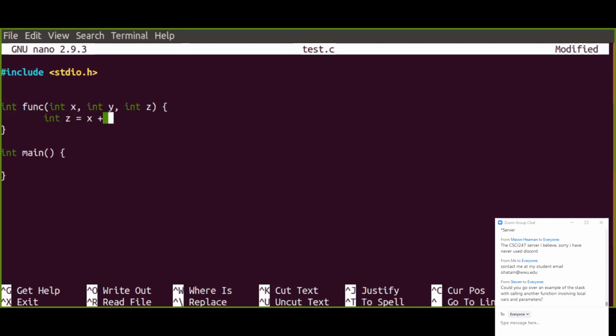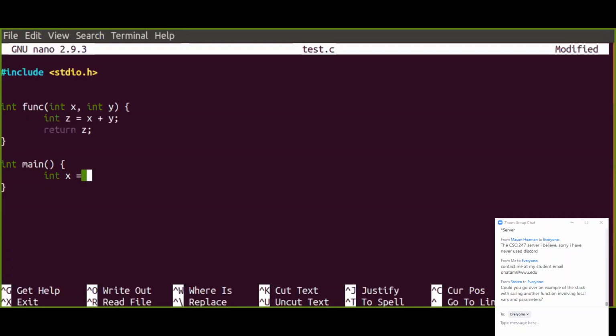So what I'm going to do here is define a function func that is just going to take in the variables x and y, because I realize I already have z reserved. It's going to take in x and y, add them to some variable z, and just return z. It's very straightforward, but this will demonstrate what happens, I think.